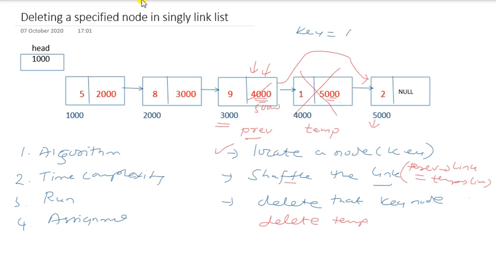But there are some special cases. If the key node happens to be the very first node, in that case when this node goes, the head node's link, this is the head node, the starting node, its link will become the new head. That you are supposed to take care of. We'll see that in the algorithm.